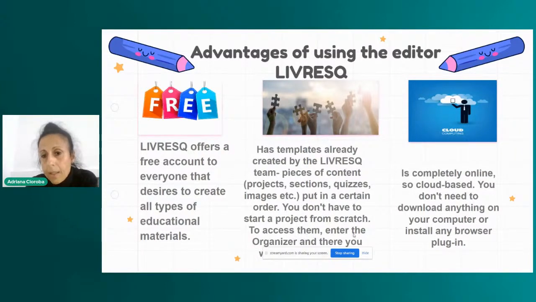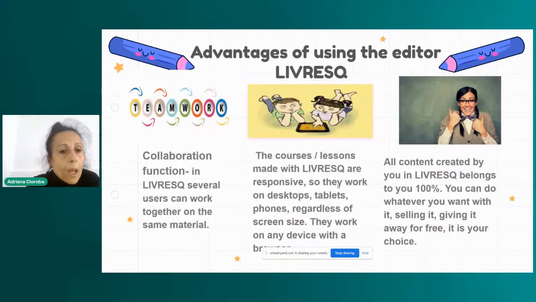It's completely online, so cloud based. You don't need to download anything on your computer or install any browser plugin. Collaboration function: in LIVRESQ, users can work together on the same material. The course lessons made with LIVRESQ are responsive, so they work on desktop, tablet, phone, regardless of screen size. They work on any device with a browser.